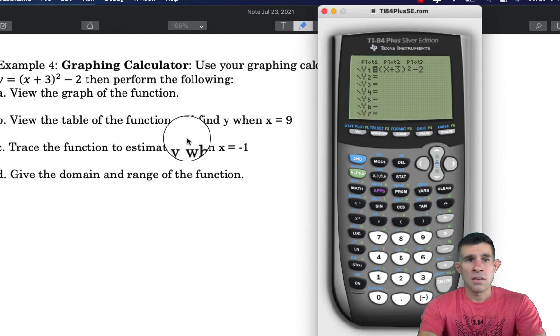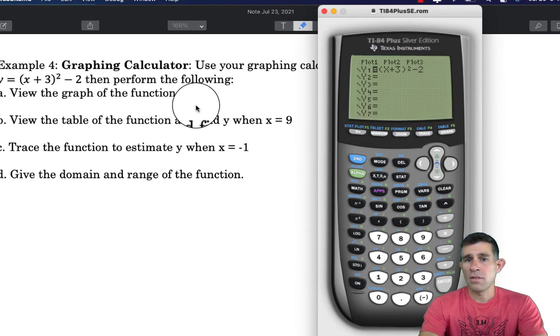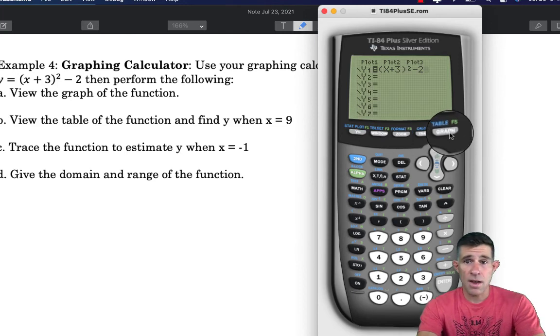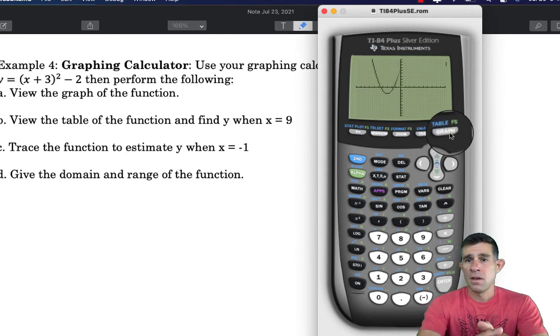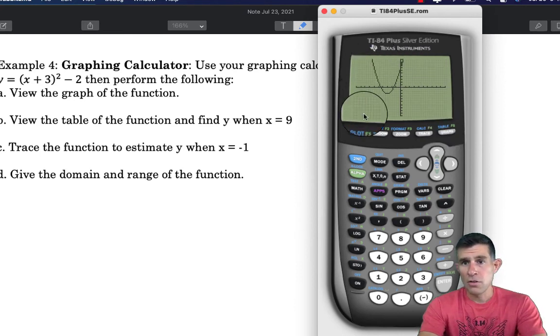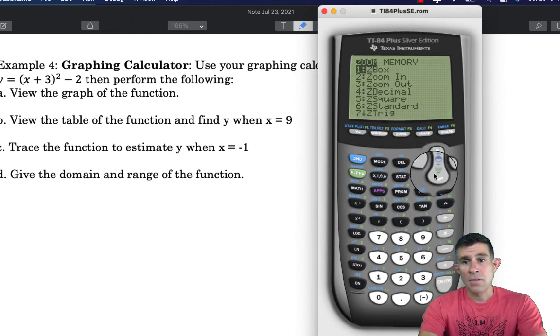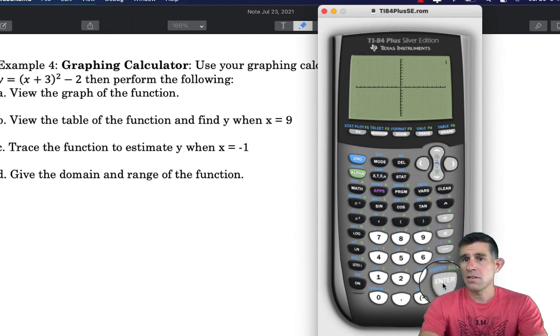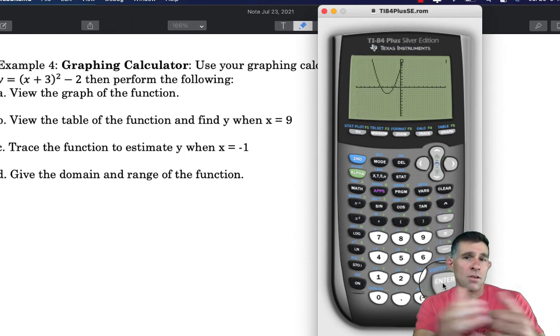All right. First, we are asked to view the graph of this function. So along this top row of function keys, you should see the key that says graph. Go ahead and press graph. Now, this should take you to the standard viewing window. If your viewing window doesn't look the same as mine, then you can go to the zoom function and down to number 6, where it says zoom standard. Press enter on zoom standard, and now your graph should look the same as mine.